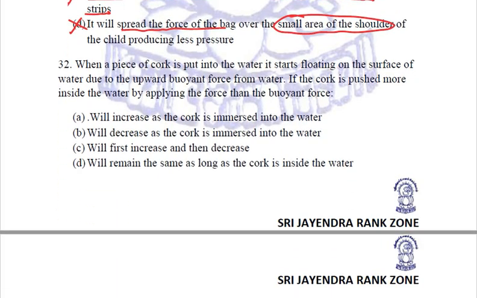Coming to the next question. When a piece of cork is put into the water, it starts floating on the surface of water due to the upward buoyant force from water. We already know the reason behind it. Now let us come to the question.